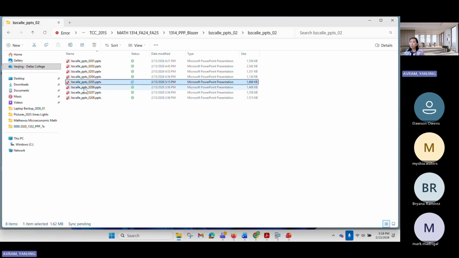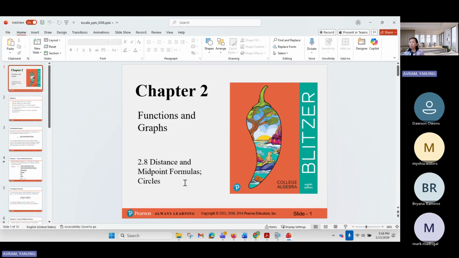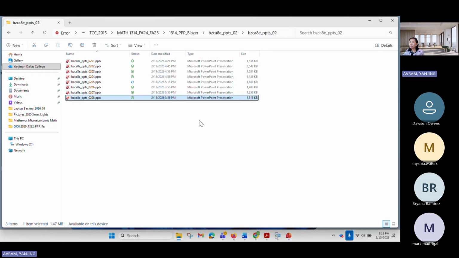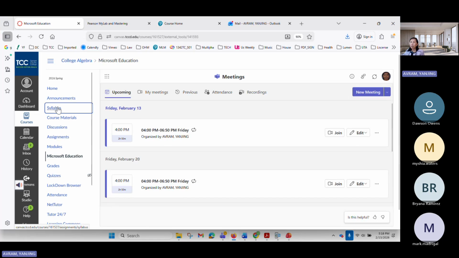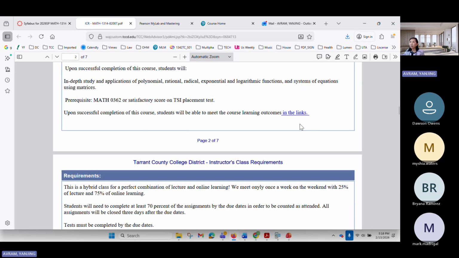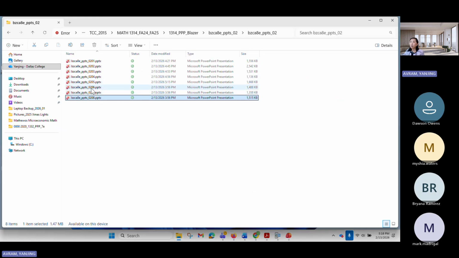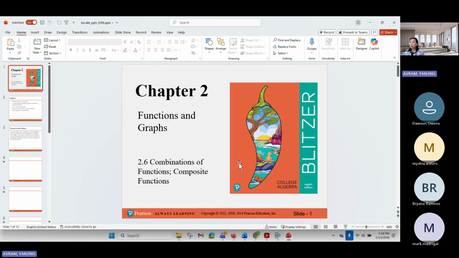Okay, we're going to kind of skip 2.8, I think. Let me go ahead. Distance and midpoint formula, circle. I have to check to see if we skip 2.8 or not. Let's give a little bit of time to check the syllabus. Okay, so whatever we have in doubt, we check the syllabus. All right, so yes, we do skip 2.8. Okay, so this section we stop at 2.7. All right, so okay, let's see what's on 2.6.